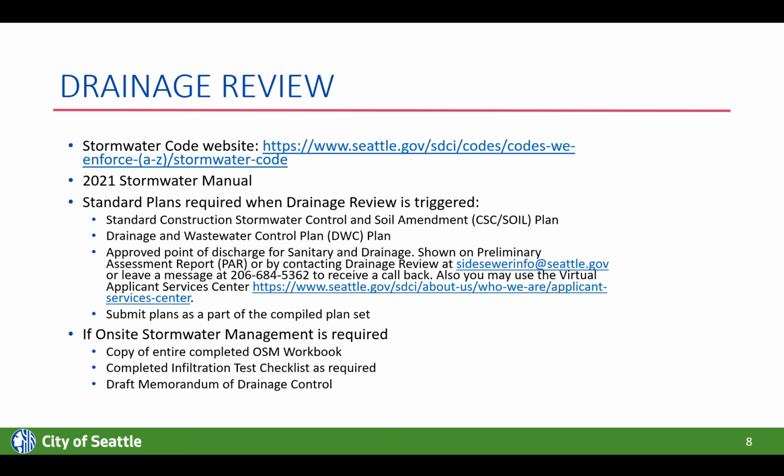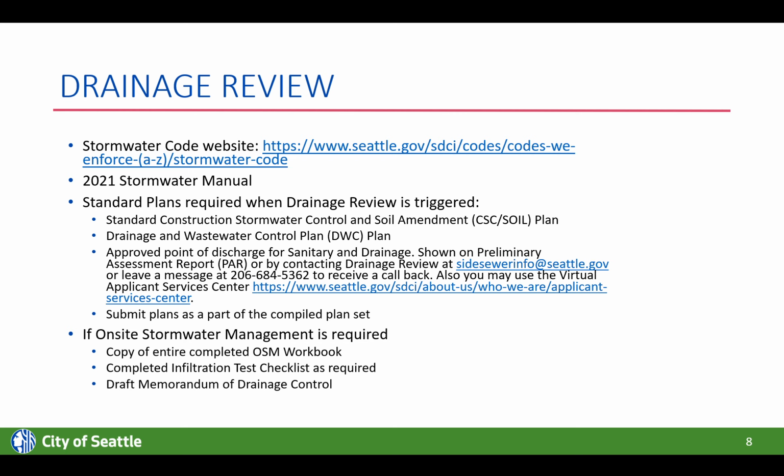When drainage review is required, there's two standard plans that will be required to be included with the compiled plan set that you submit for your building permit. That includes the standard construction stormwater control and soil amendment plan. This is basically how you're going to control your stormwater during construction, and then the drainage and wastewater control plan, which is how drainage and wastewater will be connected to the public system permanently.